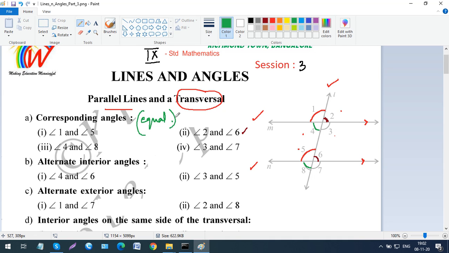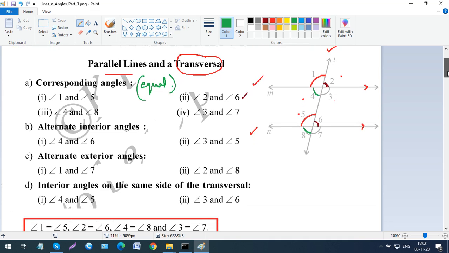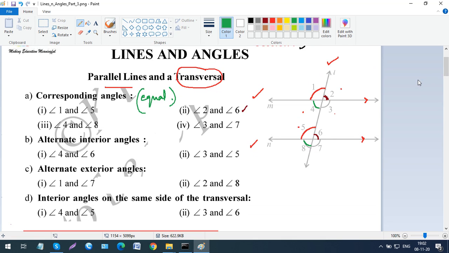Now come to alternate interior angles. What do you mean by alternate interior angles? I will use a pen color now. Wait a minute, let me remove these colors which I have marked. Yes, they are equal. When I come to alternate interior angles, alternate means cross, right? It's opposite, so opposite interior angles.